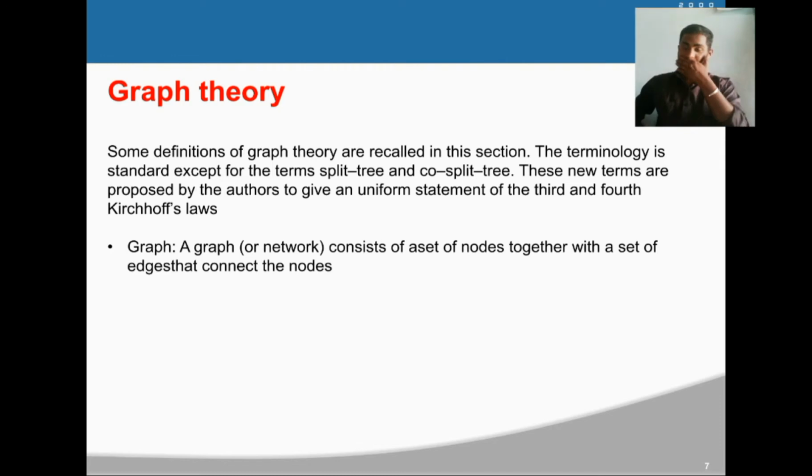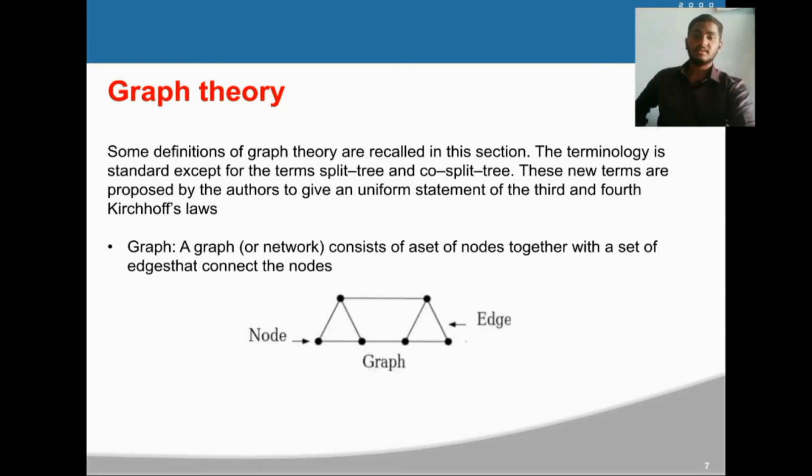Graph theory. Some definitions of graph theory are recalled in this section. The terminology is standard except for the terms split tree and co-split tree. These new terms are proposed by the authors to give a uniform statement of the third and fourth Kirchhoff's laws. Graph: a graph or network consists of a set of nodes together with a set of edges that connect the nodes. And this is the graph.